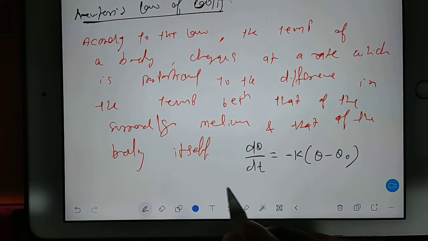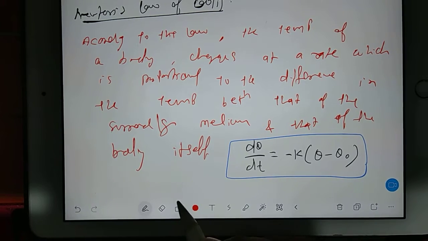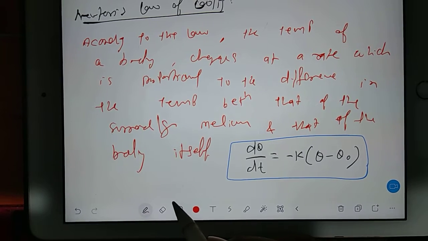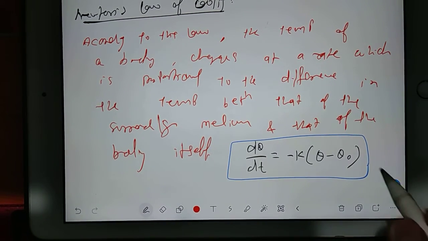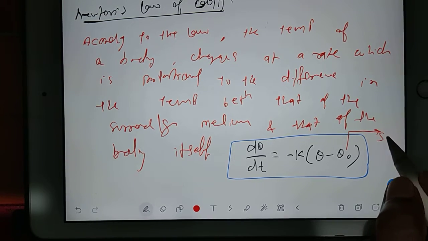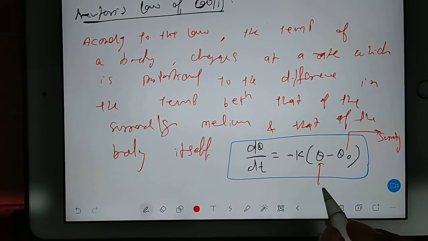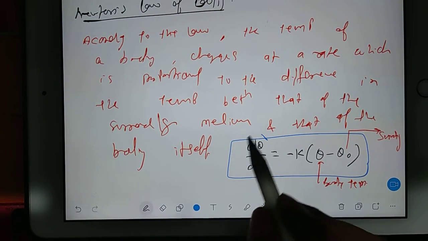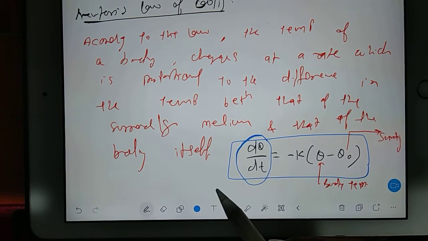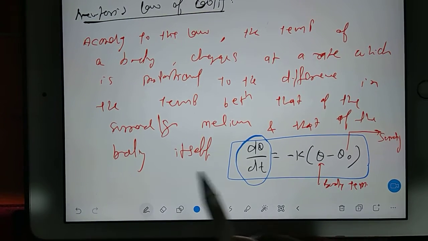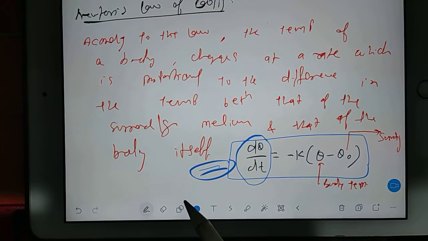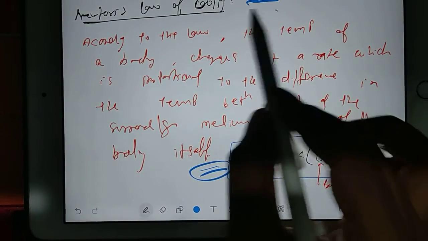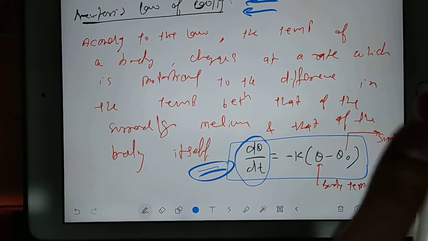In this, the body is losing temperature because heat is going outside. If you consider the atmosphere is at low temperature, then theta naught is the temperature of the surrounding and theta is the body temperature, and this d theta by dt is the rate of change of the body temperature. Now with respect to this, we can make one numerical. They can also ask a numerical in the GATE exam based on this, because it is a very, very popular equation, Newton's law of cooling.